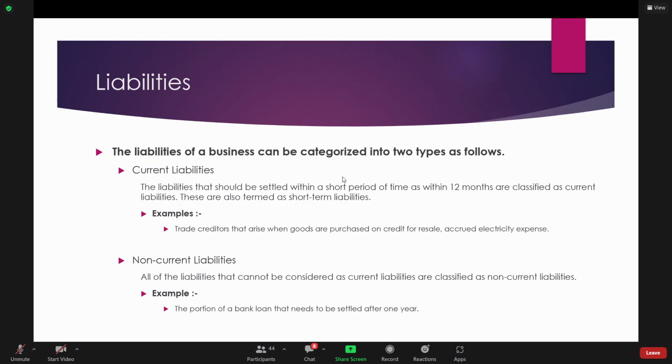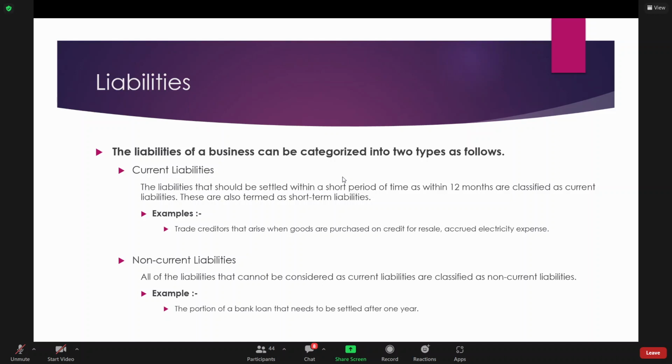These are also termed as short-term liabilities. Creditors that arose when goods are purchased on credit for resale, accrued electricity expense, accrued water expense, accrued telephone expense, whatever, are called current liabilities. Non-current liabilities: all the liabilities that cannot be classified as current liabilities are considered as non-current liabilities.